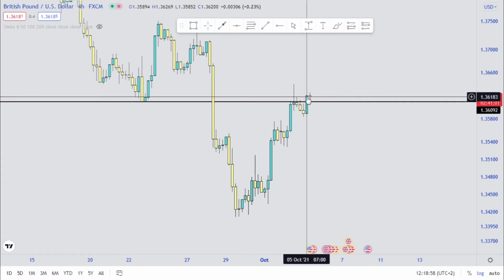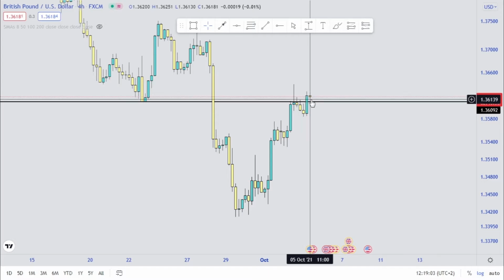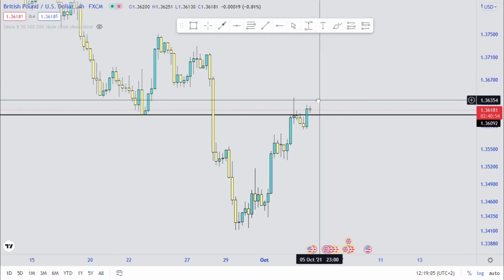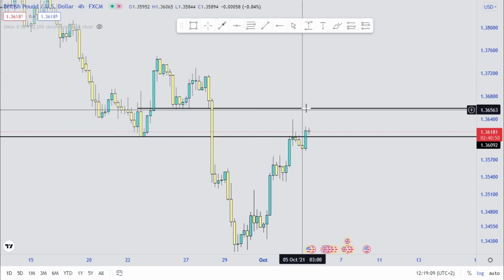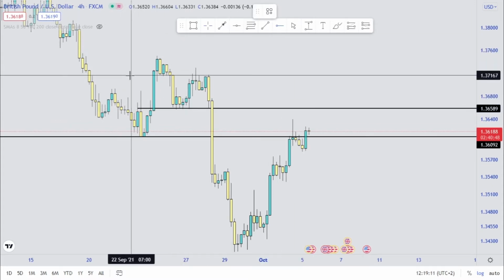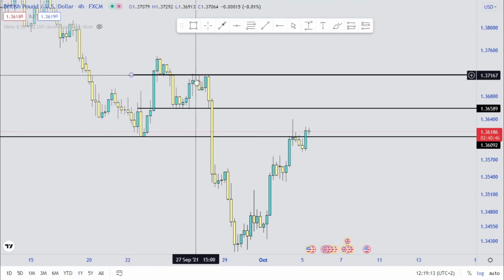Because this candle close above is a good indication of a structure break, coming for a retracement on this level, and then it will most likely come and test this region here. And if price breaks out of this region, we can expect price to come to this region here as well.